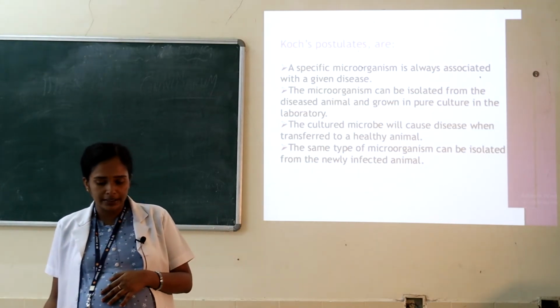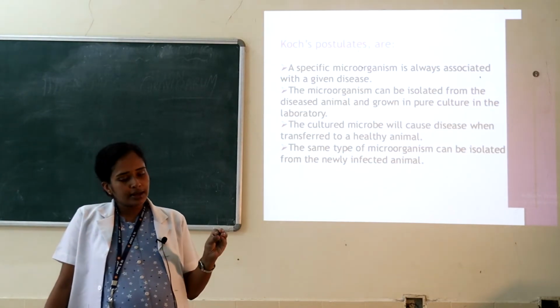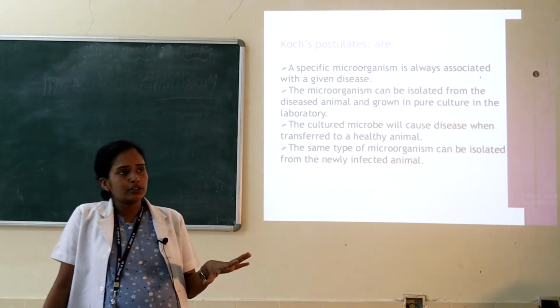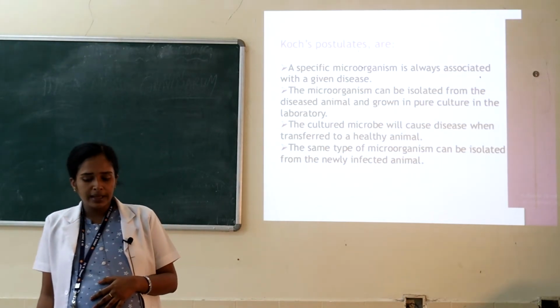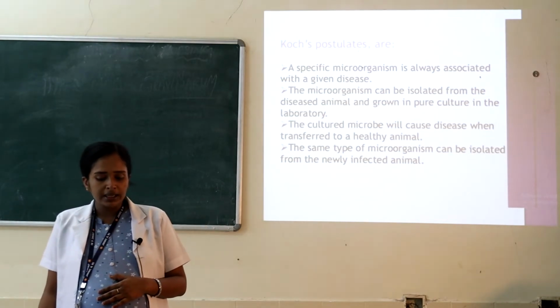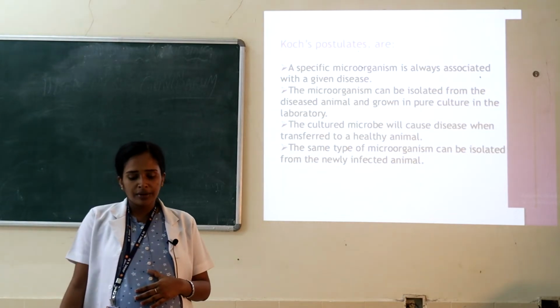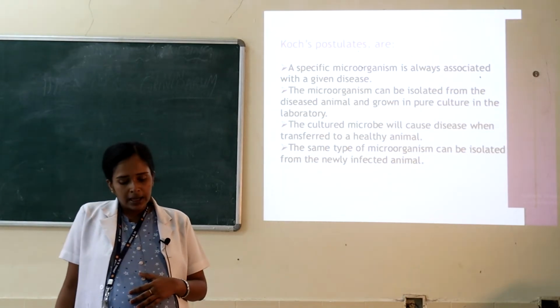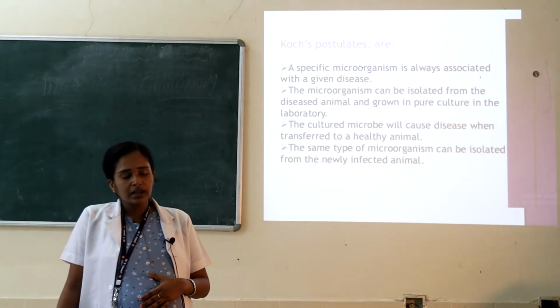According to Koch postulates, a specific microorganism is always responsible for, or associated with, a disease. The microorganism can be isolated from the diseased animal and grown in pure culture in the laboratory. The cultured microbe will cause disease when transferred to a healthy animal. The same type of microorganism can be isolated from the newly infected animal.